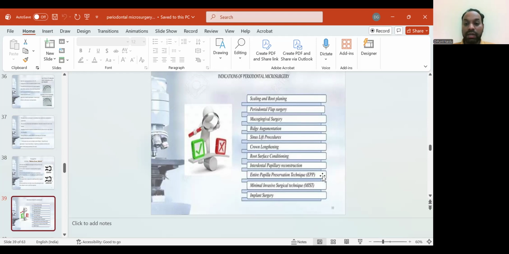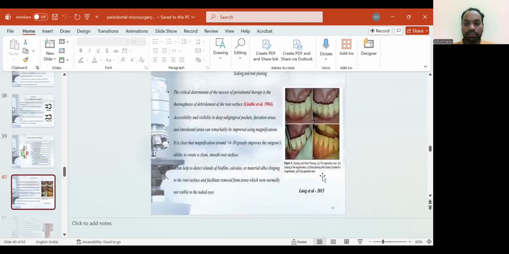It is indicated in scaling and root planing, periodontal flap surgery, mucogingival surgery, ridge augmentation, sinus lift procedures, crown lengthening, root surface conditioning, interdental papilla reconstruction, anterior papilla preservation technique, minimally invasive surgical techniques, and implant surgery.